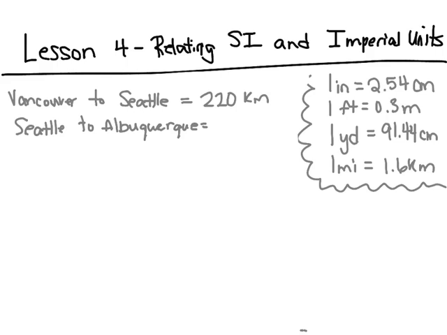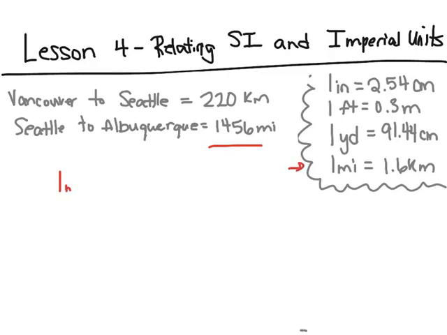Example 2. Mary is delivering a load of goods from Vancouver, BC to Seattle, Washington, and then from Seattle she must deliver another load to Albuquerque, New Mexico. The distance from Vancouver to Seattle is 220 kilometers, and the distance from Seattle to Albuquerque is 1,456 miles. So we have 2 different units. We want to find the total distance she traveled in kilometers. So we're going to have to change this to kilometers first.